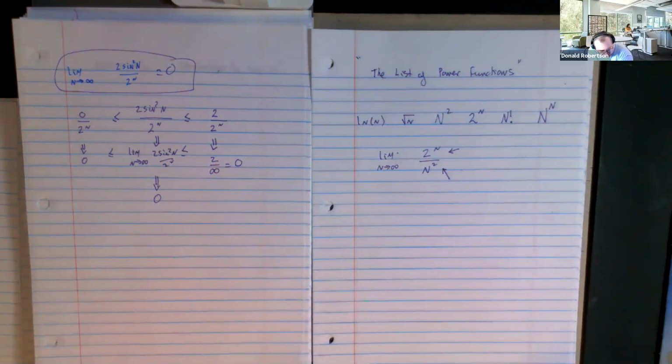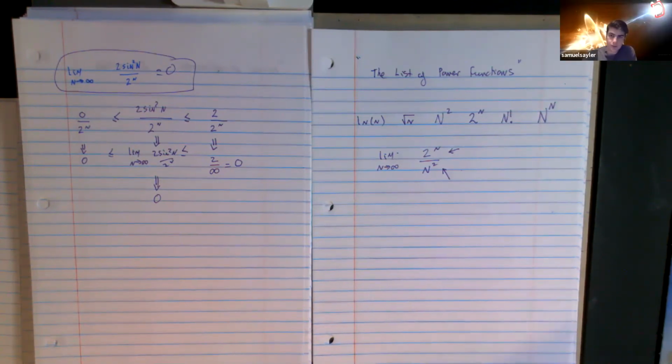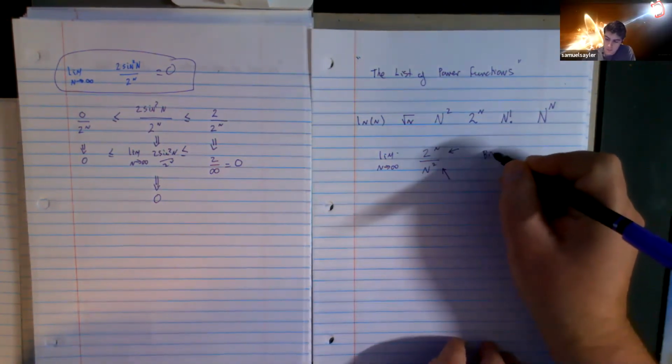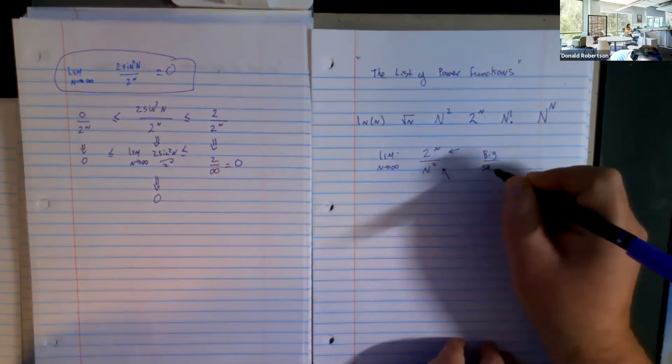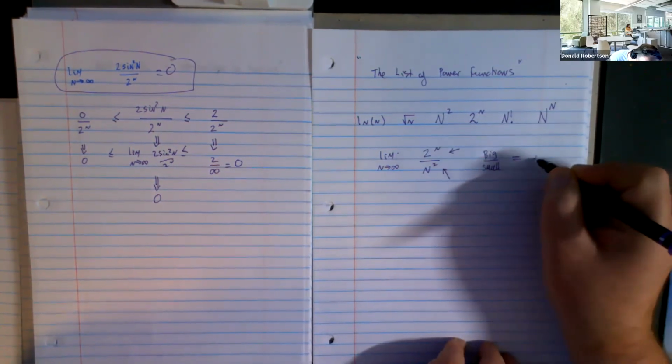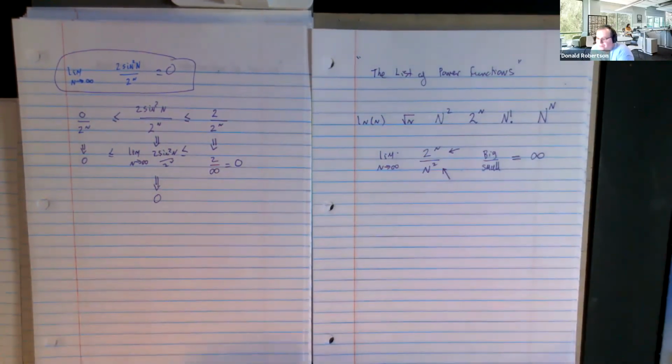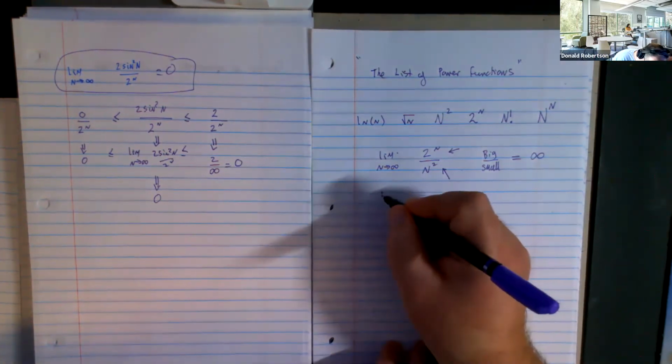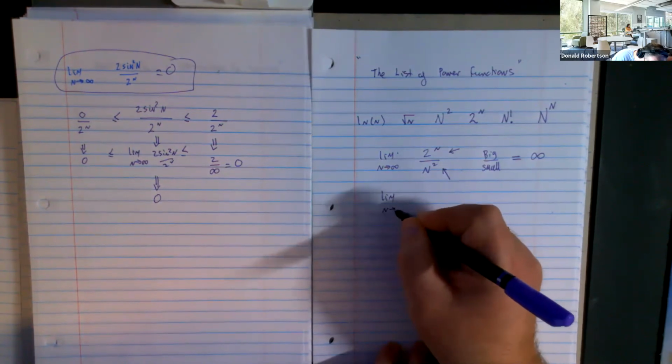Which one of those two guys is the most powerful? 2 to the n. And that makes it the biggest guy on the top and the small guy on the bottom. That gets you infinity. So we are not doing algebra, we're just doing memory.